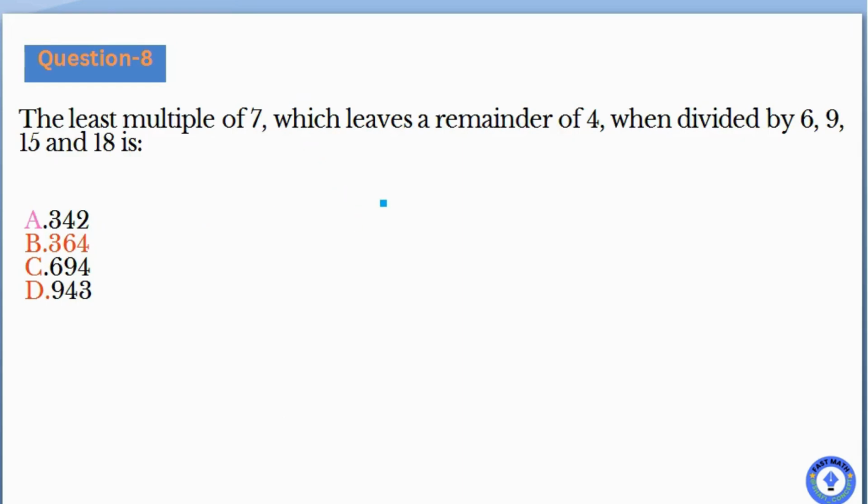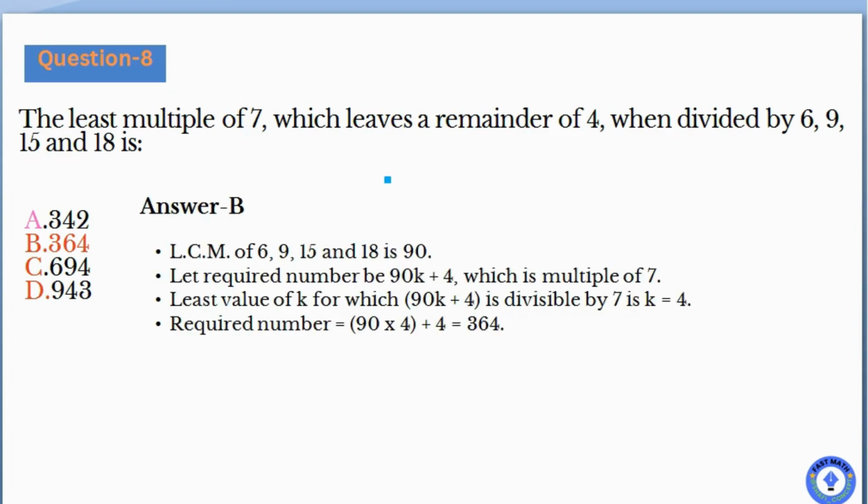The least multiple of 7 which leaves a remainder of 4 when divided by 6, 9, 15 and 18. Let's do the problem in the conventional way. What will be the LCM of 6, 9, 15 and 18? As you know the way of doing the LCM, it is nothing but 90. We don't know the number which is a multiple of 7 and which gives the remainder of 4. That's why we have taken 90 as the LCM, k as the multiplier and 4 as the remainder. That's why we have taken 90k plus 4, which is a multiple of 7.